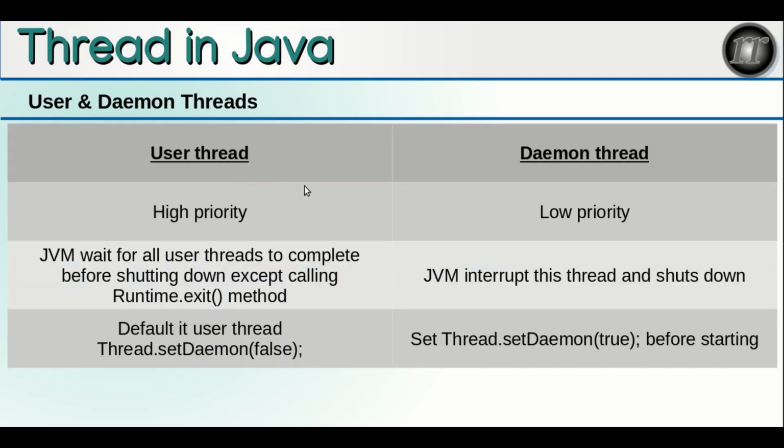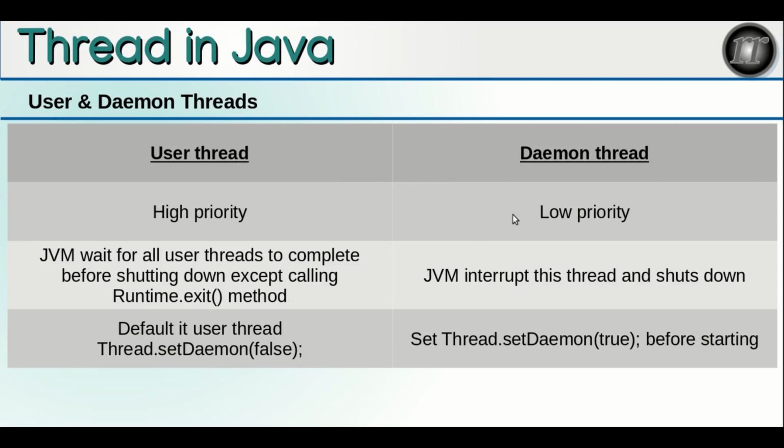There are two types of threads. First is user thread and another is daemon thread. Daemon threads are low priority threads and user threads are high priority threads. User threads will not be interrupted by the JVM. All the user threads must be completed before the JVM shuts down. But there is an exception here. If we call the exit method, then the user thread will also be interrupted.